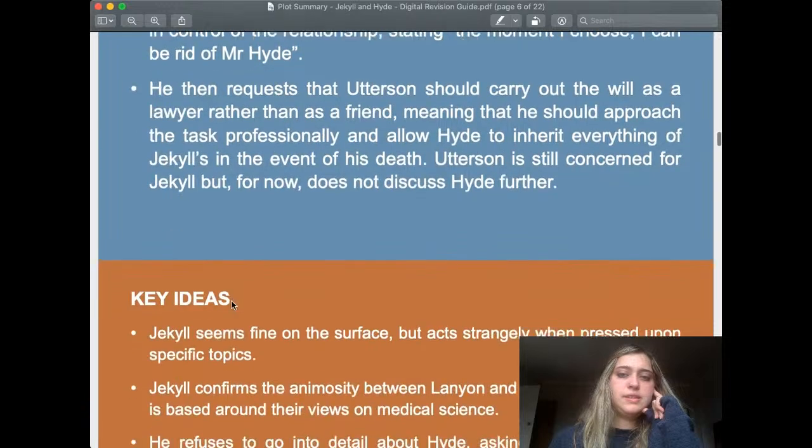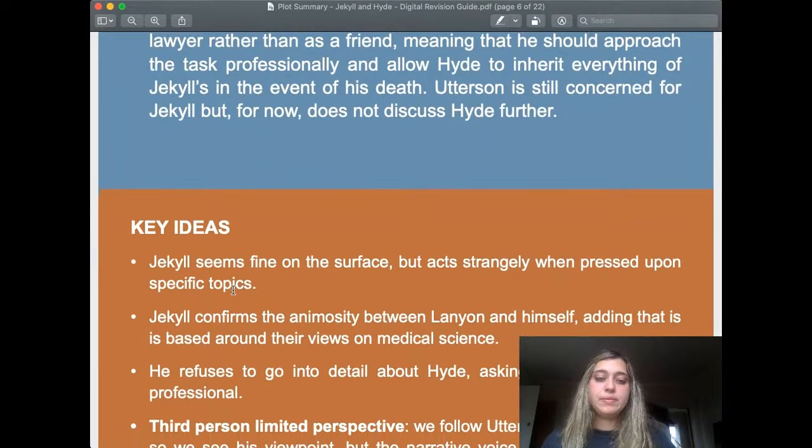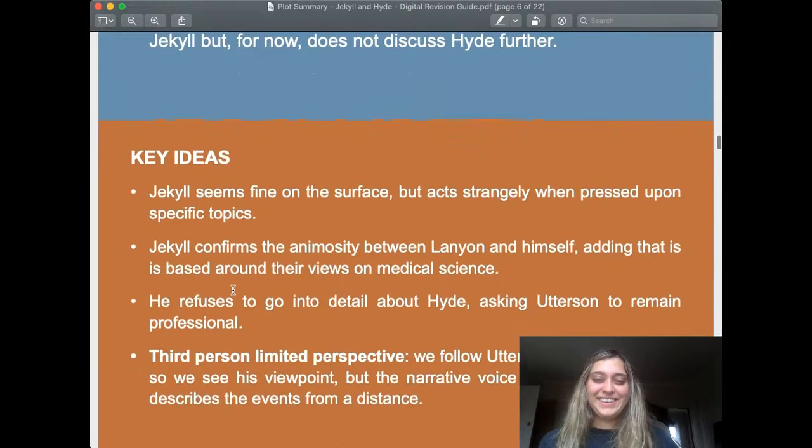Utterson is concerned, but he's also professional in this capacity because he's a lawyer. So he has a mixture of personally being very worried, but professionally having to do what his client Jekyll says to do, which is change the will to include Jekyll. Oh, sorry, Hyde. Easy to confuse.